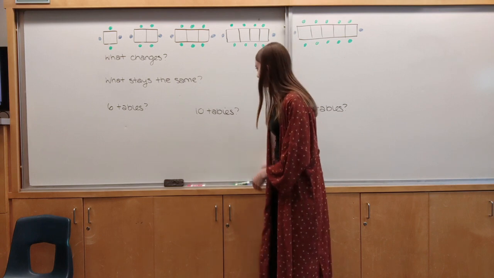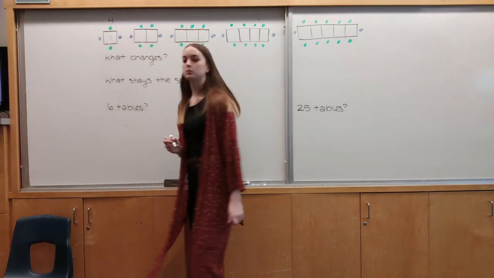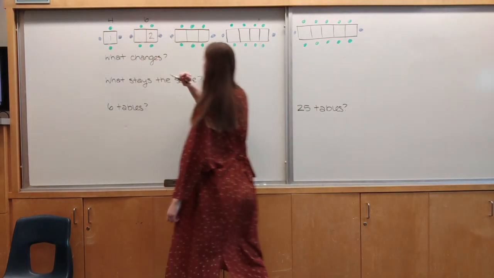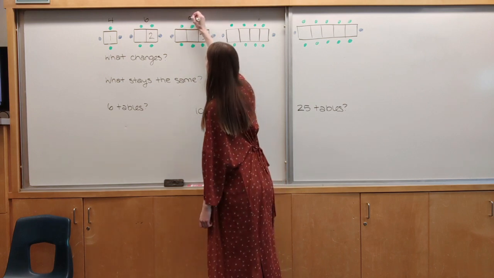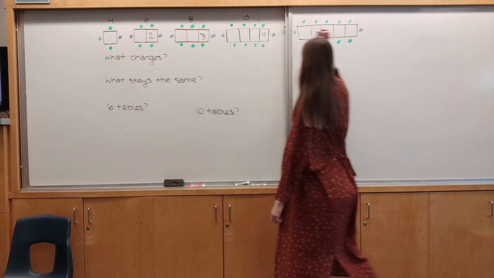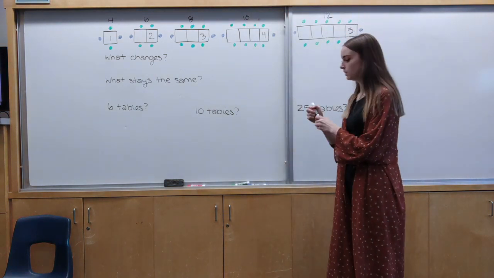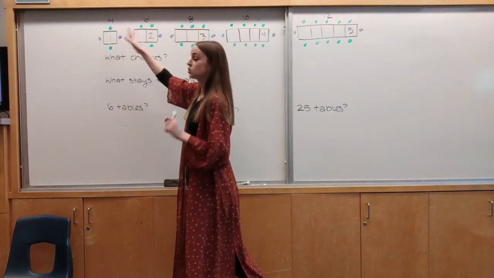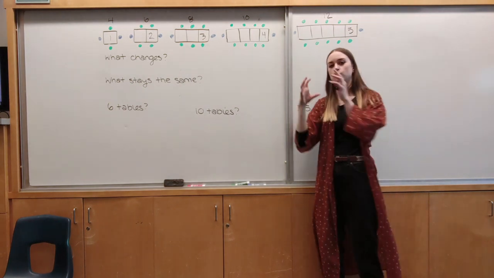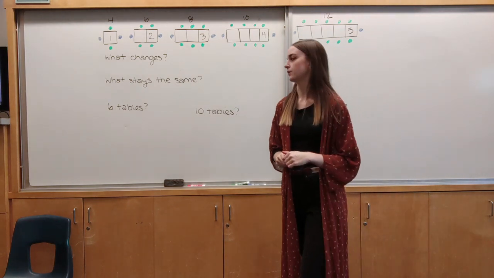So when I have 1 table, I have 4 people that can sit around it. When I have 2 tables, 6 people sit around it. 3 tables, 8 people. 4 tables, 10 people. 5 tables, 12 people. So we notice this consistent change where it's going up by 2 every time. When you introduce a new table, you introduce 2 new people that can sit around it.